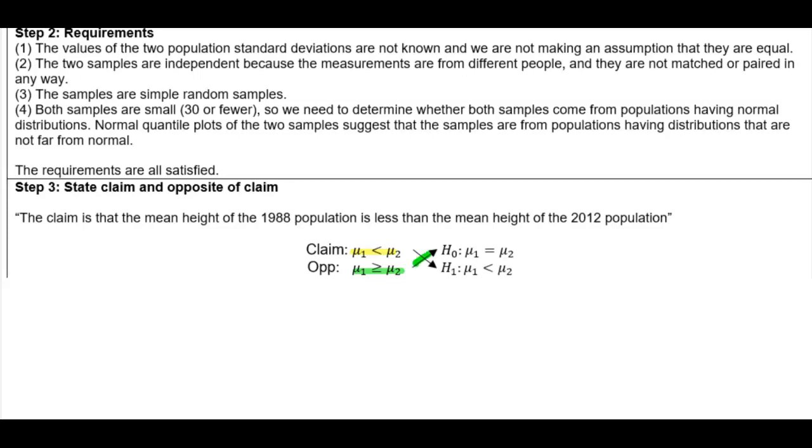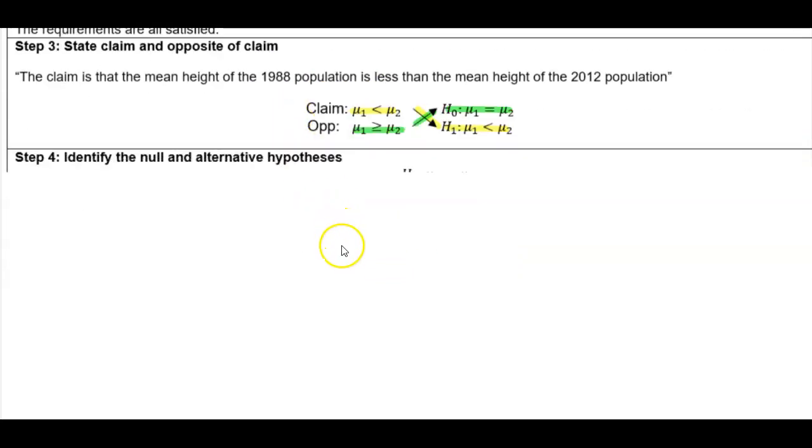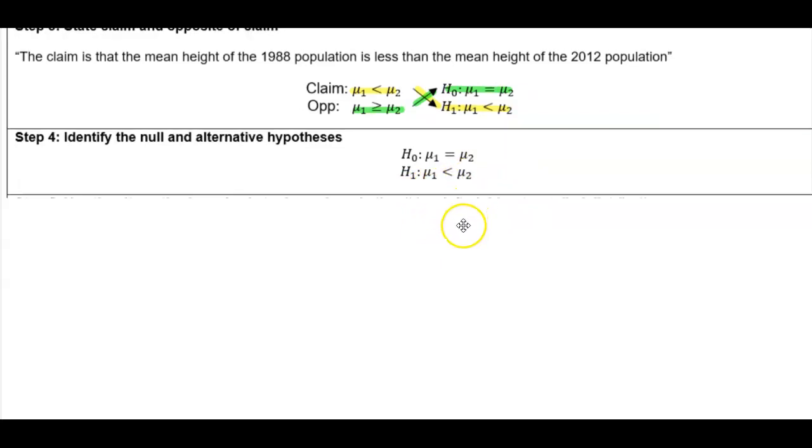that the null is always going to contain the equality. So the null is population mean 1 is equal to population mean 2, and the alternative has the claim, where population mean 1 is less than population mean 2. Therefore, we can state and identify the null and alternative hypotheses in step 4. The null: population mean 1 is equal to population mean 2. And the alternative: population mean 1 is less than population mean 2.